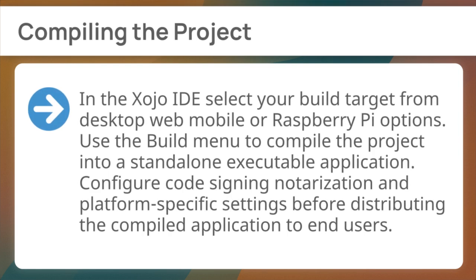Next, compiling the project. In the Xojo IDE, select your build target from desktop, web, mobile, or Raspberry Pi options. Use the build menu to compile the project into a standalone, executable application. Configure code signing, notarization, and platform-specific settings before distributing the compiled application to end users.